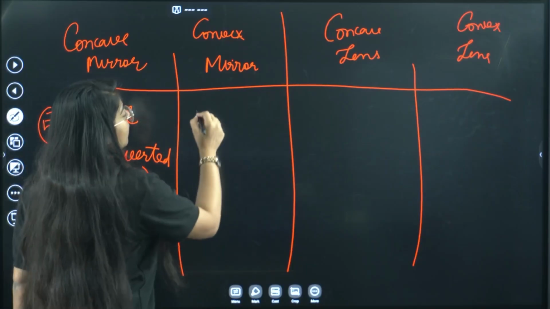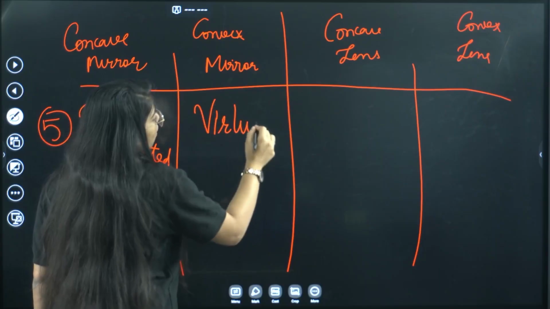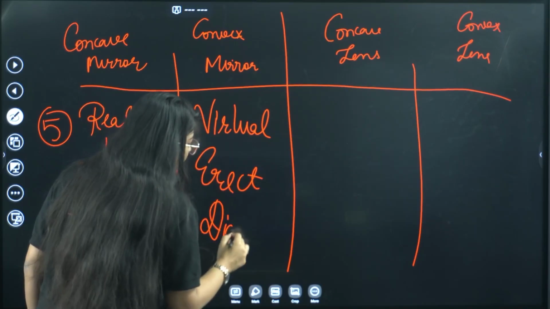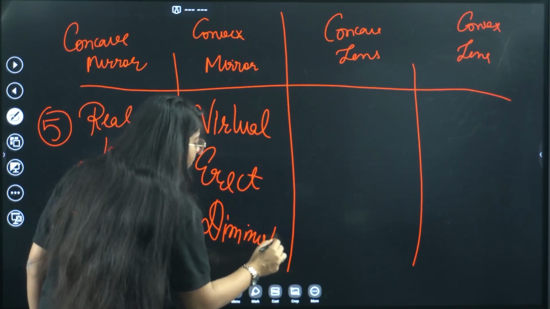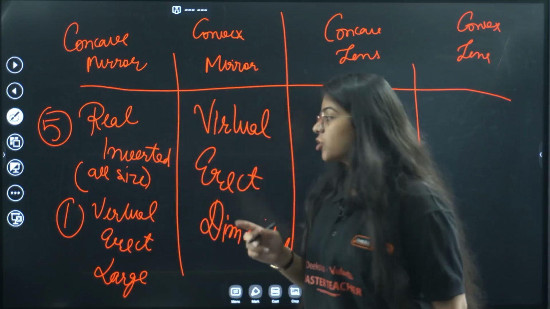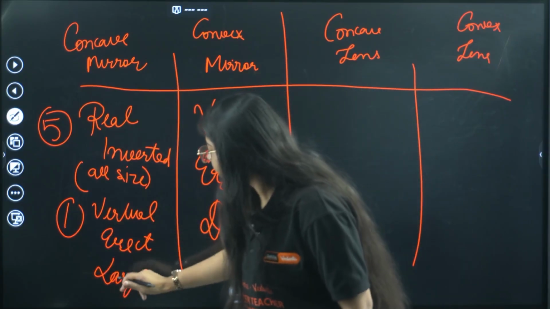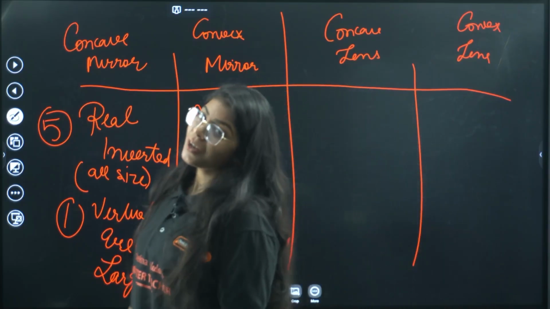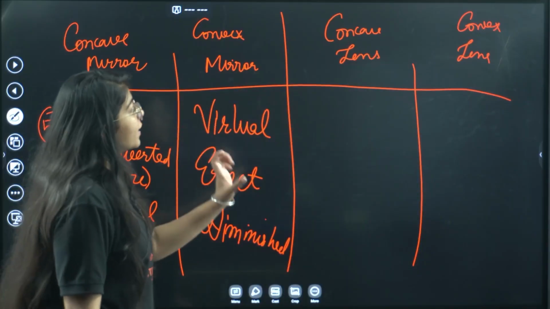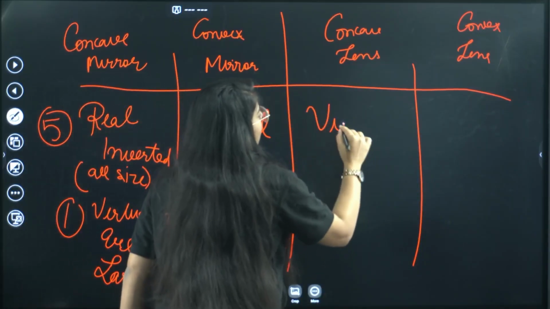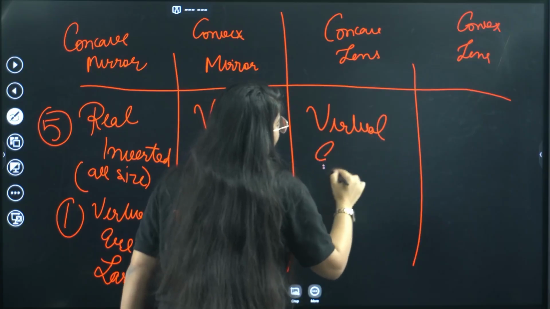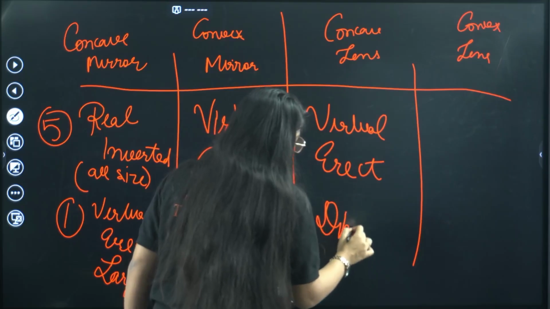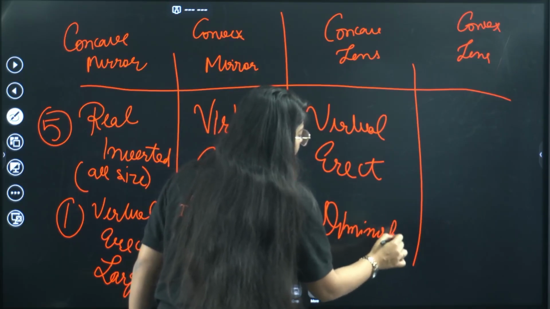For convex mirror it will always be virtual, erect and diminished. Convex mirror will never make a large image, and that's how you can differentiate: virtual, erect and large is concave mirror. Virtual, erect, diminished is convex mirror. In case of concave lens, again it will always be virtual, always erect and always diminished.